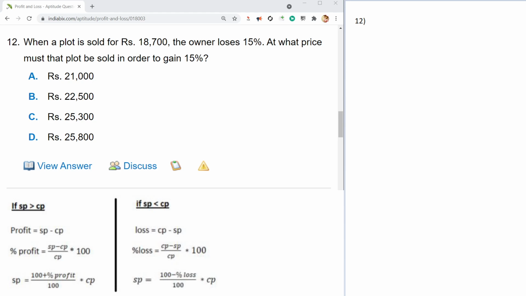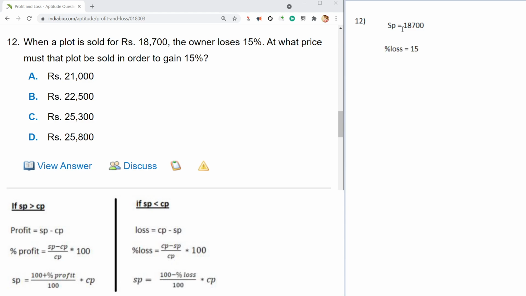Let's see problem number 12. When a plot is sold for 18,700, the owner loses 15%. At what price must the plot be sold in order to gain 15%? The first case, selling price is 18,700. In that case, he lost 15%.